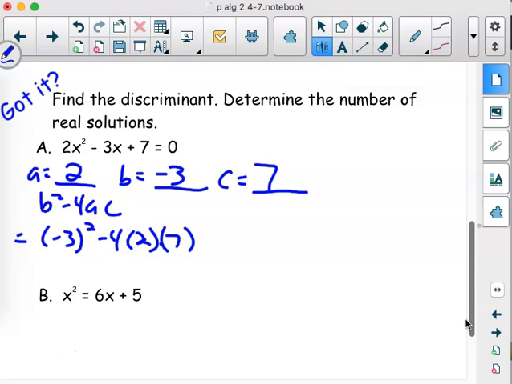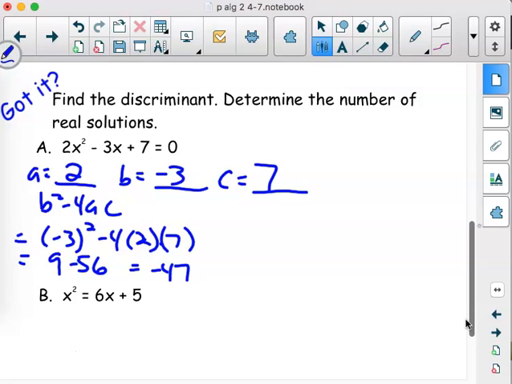And then I just substitute my numbers in. So negative 3 squared minus 4 times 2 times 7. Do it in your head, or using parentheses, just punch it into your calculator. Negative 3 squared is negative 3 times negative 3, which is 9. Negative 4 times 2 is negative 8. Negative 8 times 7 is negative 56. 9 minus 56, negative 47. So, I got something that's negative.